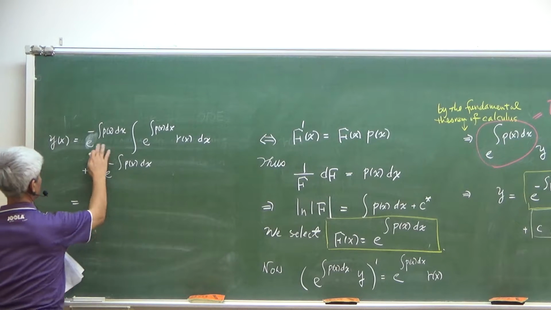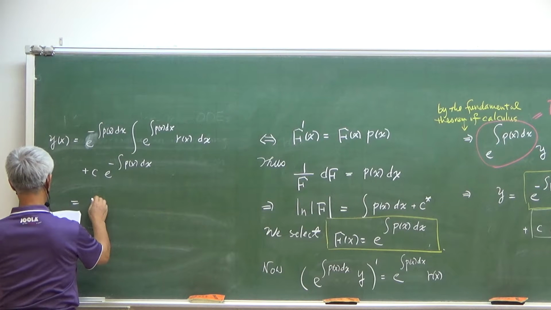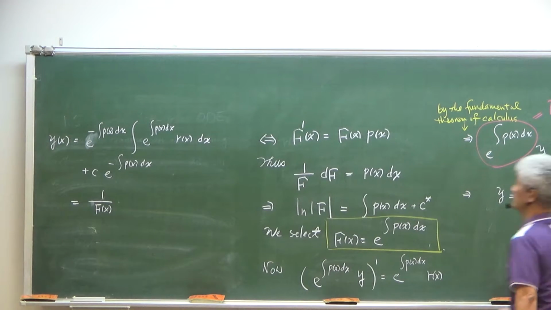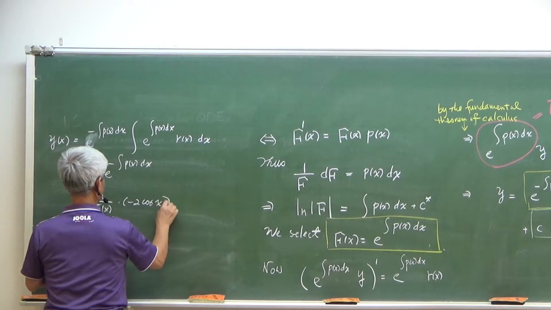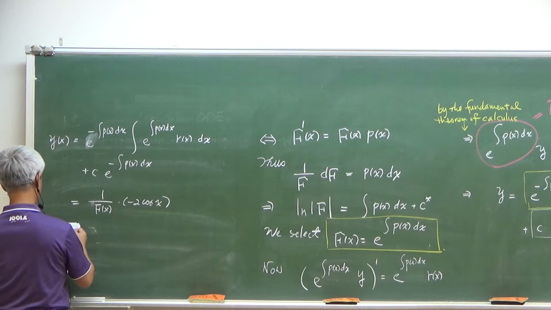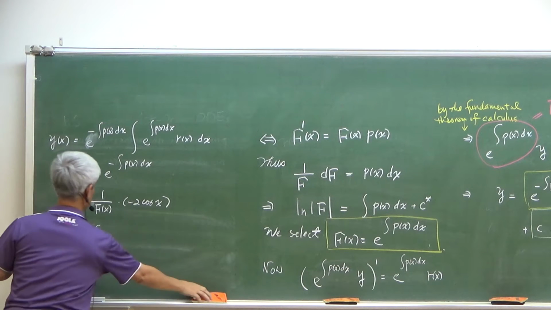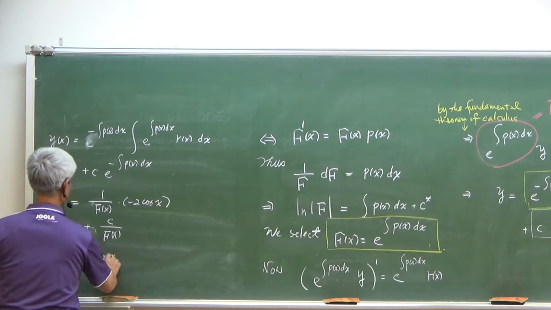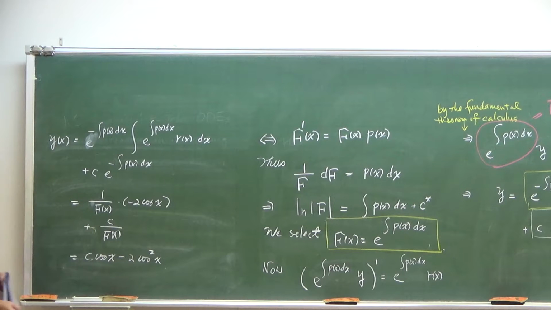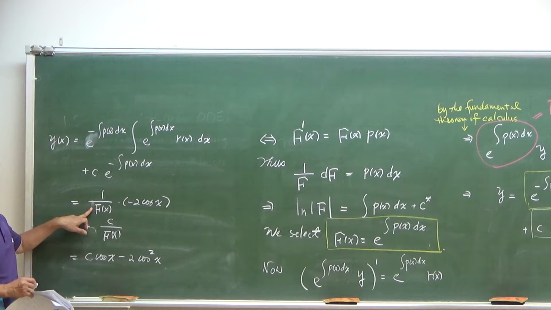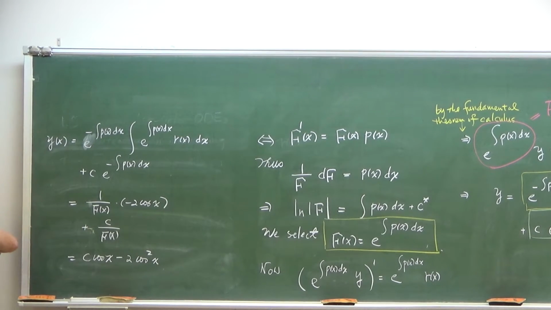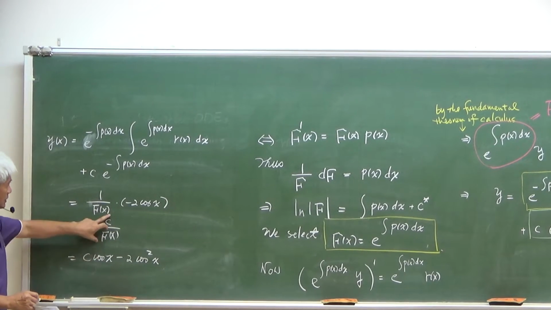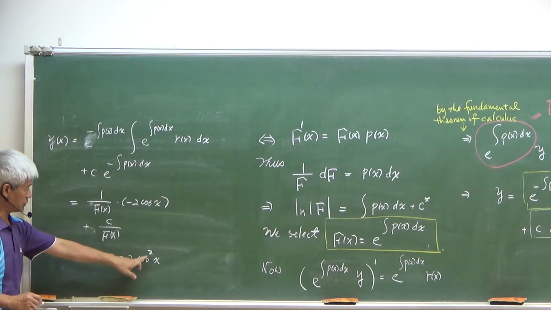Okay, so we have 1 over f of x times minus 2 cosine x, plus c divided by f of x. And so this is c cosine x minus 2 cosine square x. Because f of x is the secant x, the reciprocal of f of x is just the reciprocal of secant, and the reciprocal of secant is just the cosine function. So this is c times cosine x, and the cosine is, so we have cosine square.